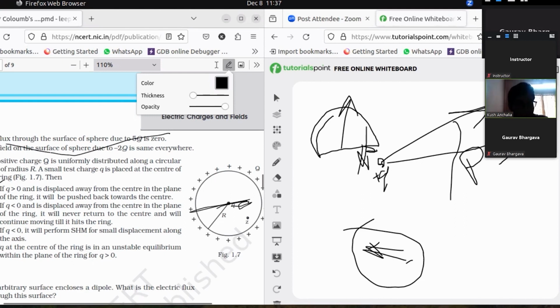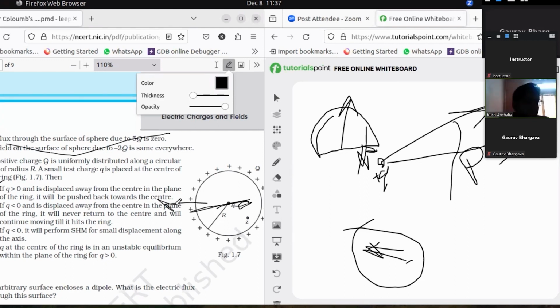For q at the center of the ring is in unstable equilibrium. Now it is in stable equilibrium. It will return to this one. And q less than 0 is displaced away from the center of the ring. For q less than 0, if we take it out of the plane, the hole will try to attract it. But once it's inside, it will try to be pushed back.